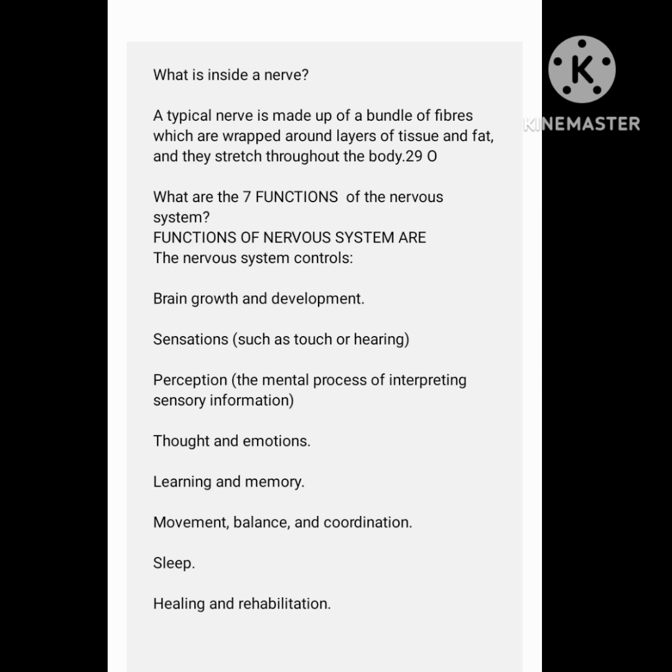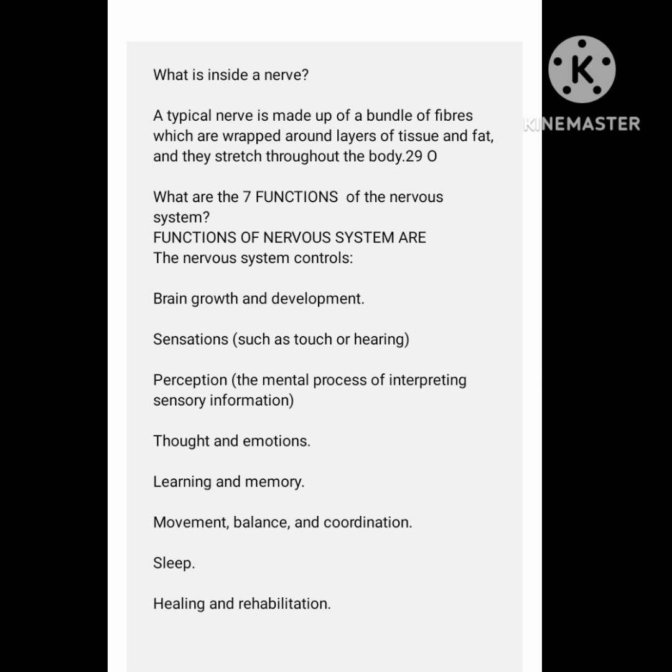Now, what are the seven functions of the nervous system? As we all know, the main functions of the nervous system are that it controls brain growth and development, sensations such as touch or hearing, perception, the mental processes of interpreting sensory information, the thought processes and the emotions, the learning, memory, etc. Then the movement of the various parts of the body, maintaining body balance, equilibrium, coordination, gait, and also it controls our sleep, the healing patterns, the healing and the rehabilitation.